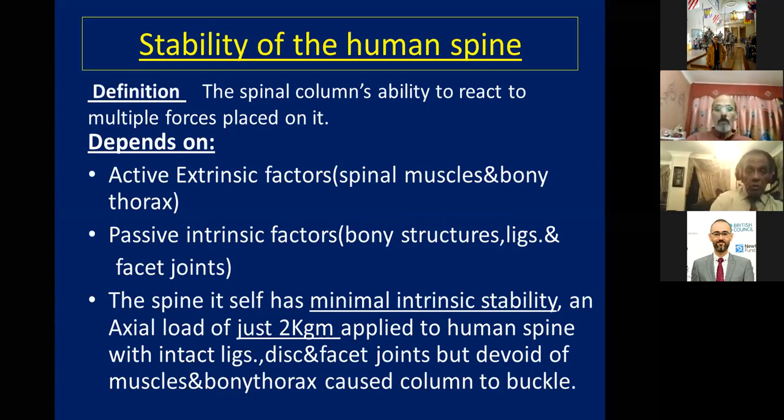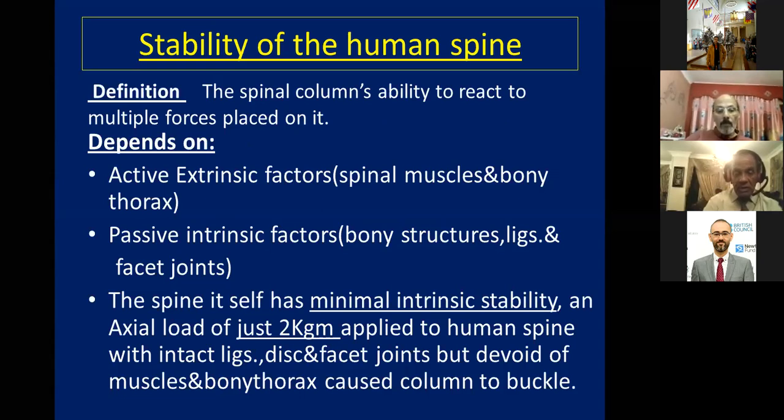Now, stability of the human spine. What do we mean by stability of the spine? Definition: the spinal column's ability to react to multiple forces placed on it. This stability depends on active extrinsic factors like the spinal muscles and bony thorax, and passive intrinsic factors, which are bone structure, ligaments, and facet joints. The spine itself has minimum intrinsic stability.